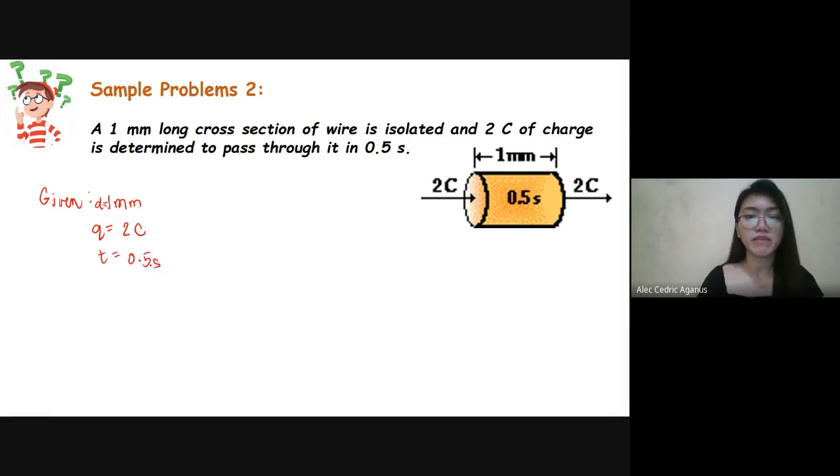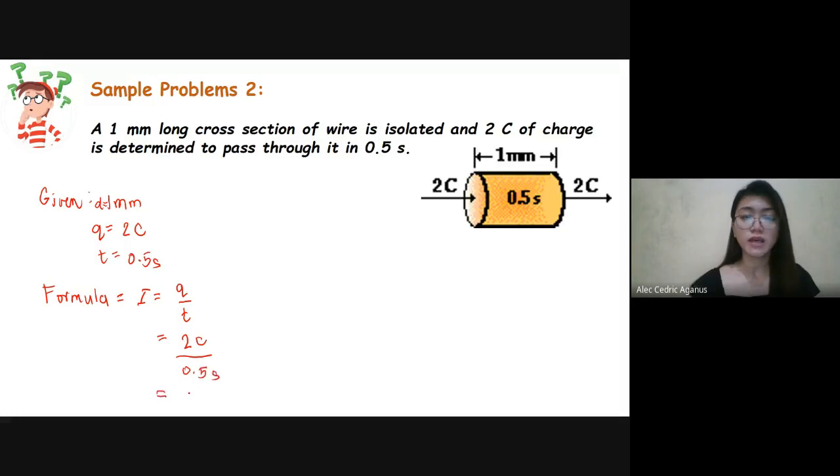So the formula to be used is I is equal to Q over T. Substitute: we have 2 coulombs divided by 0.5 seconds. So this is 4 amperes. Let's check it through a calculator. So it's 2 divided by 0.5 and it's 4 amperes. So our final answer is 4 amperes.